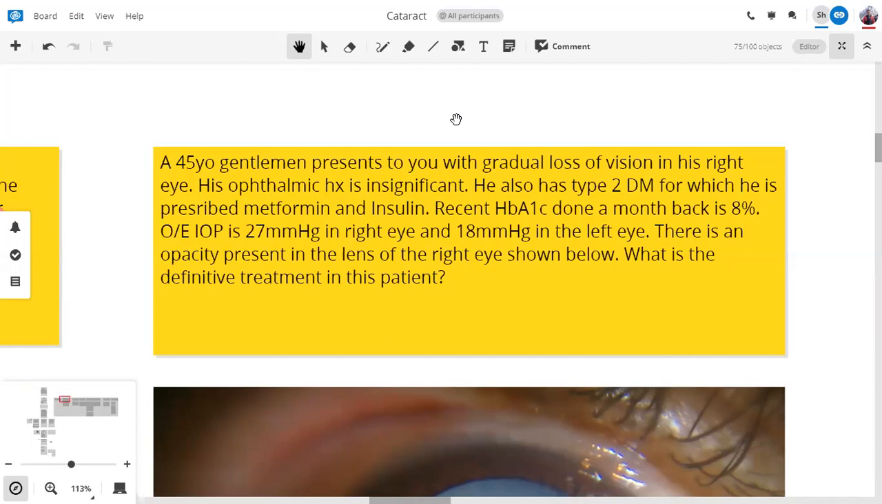So what are the important points in history? Age. Age is always important. All right, middle-aged person. We know that cataracts, if they're senile, they usually occur in older people. थोड़े सा है, इस age में भी हो जाते हैं, but it's a little early. Not unusual, but something which is uncommon. So let's move on. Gradual loss of vision in his right eye. Unilateral gradual loss of vision.